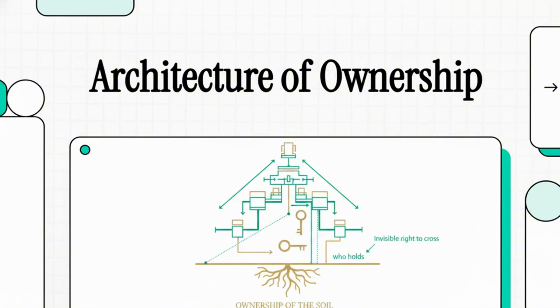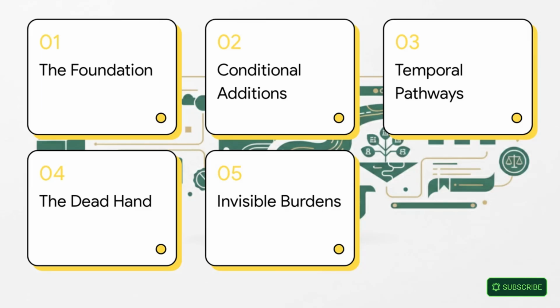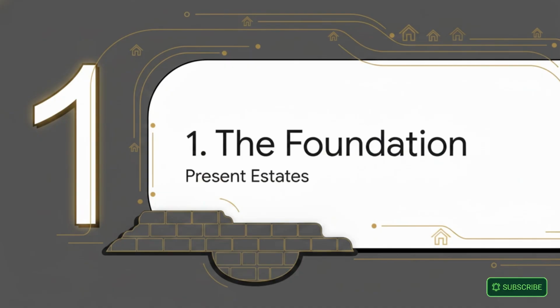Think of this explainer as a golden skeleton key. We're going to use it to unlock exactly who owns the soil, who controls the future, and who holds those invisible rights to cross the land, laying it all out like a crisp emerald green technical drawing. To keep this from getting overwhelming, we've structured our blueprint into 5 manageable phases: the foundation, conditional additions, temporal pathways, the dead hand, and finally, invisible burdens. Let's start right at the bedrock.